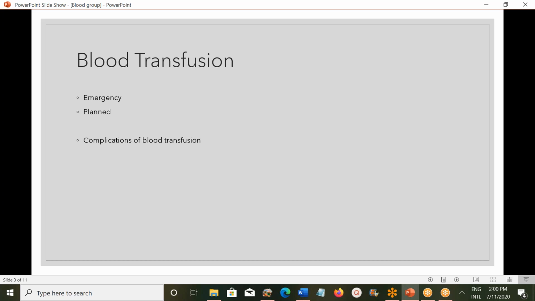Clotting factors, albumin, and immunoglobulins are prepared by using plasma from many donors. On average, if we say that 1 pint of blood has been taken, it means that you have about 470 ml of the blood.